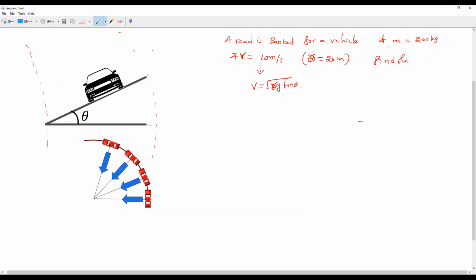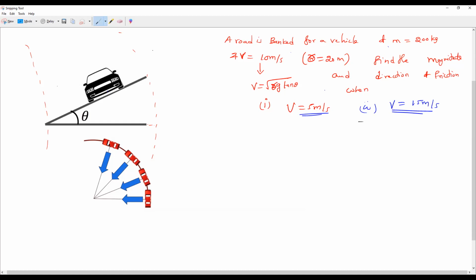Find the magnitude and direction of friction when v is equal to 5 meter per second. So is v less than or greater than root of R G tan theta? And the second case is v is equal to 15 meter per second. So these are the two cases. For both cases, we should find the magnitude and direction of friction. Shall we start now, everybody?